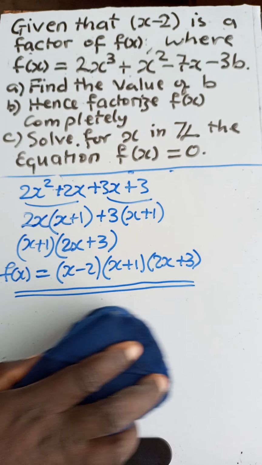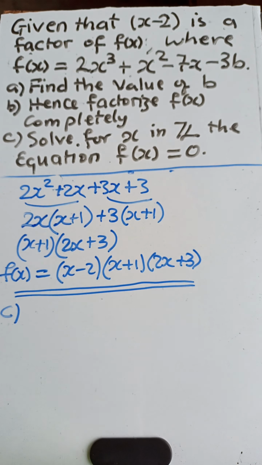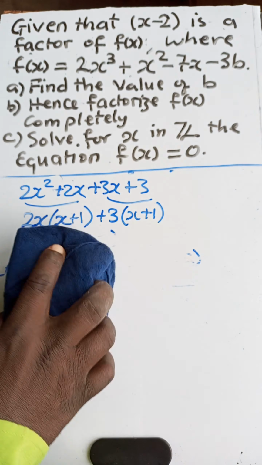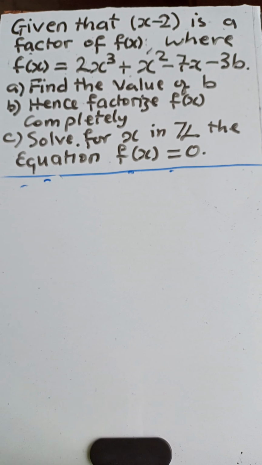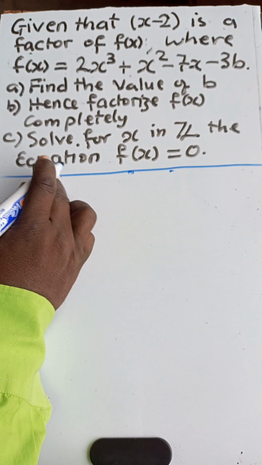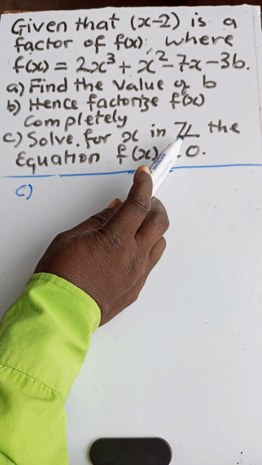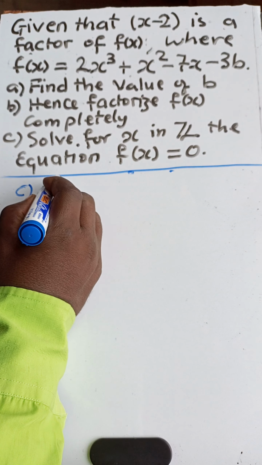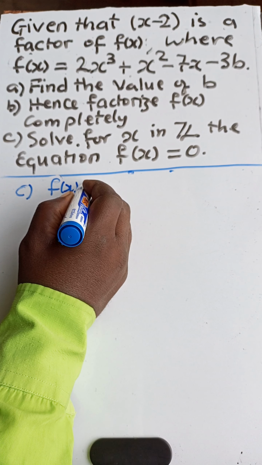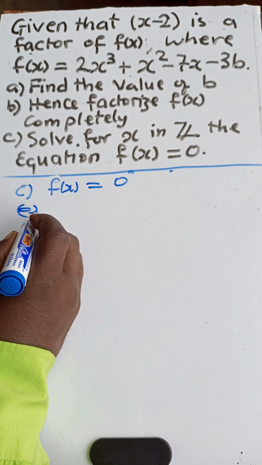Let's take the last part of the exercise, question C. We are asked to solve for x in Z. This is the set of integers. We want to solve this equation, f of x equals 0. All right? Now, this is the same as saying that what?